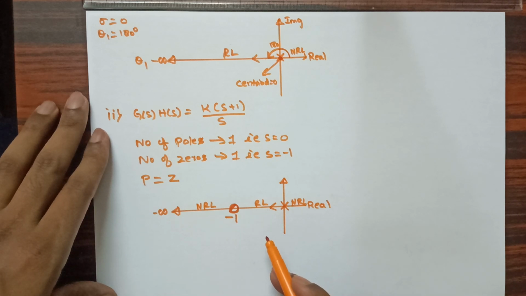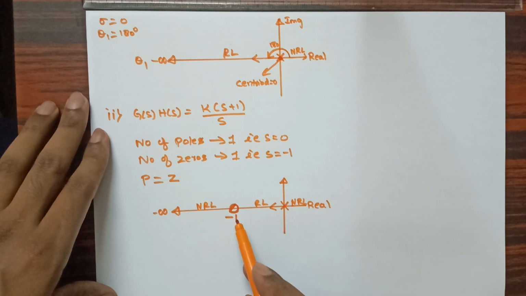Now in this problem you can see that we are not going to find any angle of asymptote or centroid, because no pole is approaching infinity. One pole and one zero we had in this system, and the one pole has ended at that one zero. You have to make a note that you are going to find the angle of asymptote or centroid only when there is a branch approaching infinity.